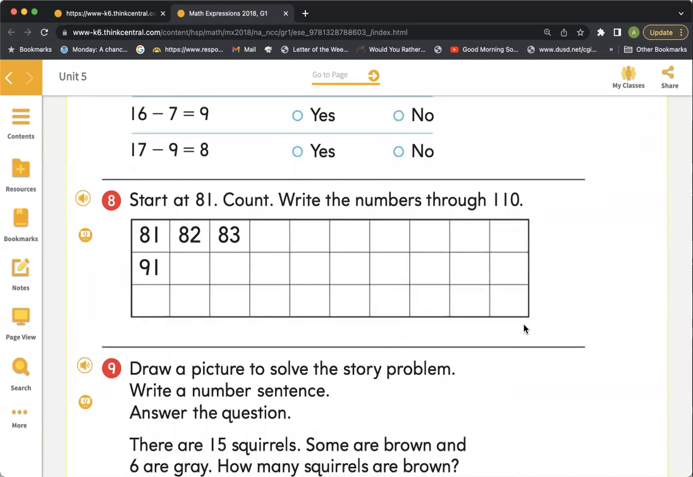It says, start at 81, count, write the numbers through 110. So 81, 82, 83. Finish it off, these numbers. This is going to go up to 90. And we start down here at 91. This will go up to 100. Start it here. This will be 101. We'll end at 110. Make sure to write in all the numbers and double check to make sure your numbers are facing the right way. Pause to solve. Press play when you're ready to begin.